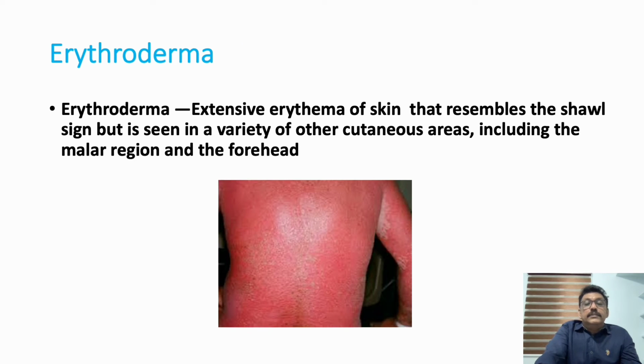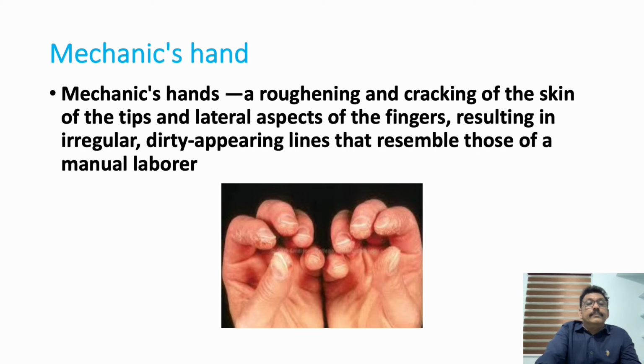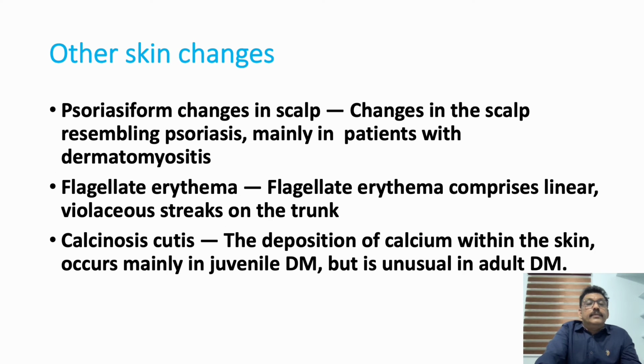Erythroderma is throughout the skin. You can get red skin. So that is erythroderma, redness of the skin. Mechanic's hands, in some patients you can see roughening and cracking of the skin of the fingers. There are a lot of other changes, psoriatic changes in the scalp, calcinosis cutis, where there are calcium deposits in the skin.